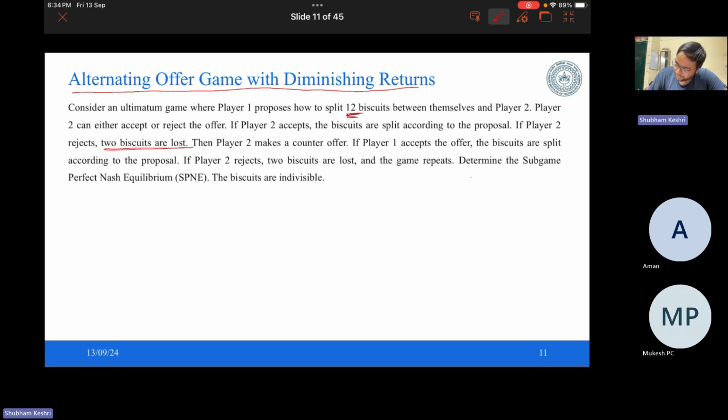So how many stages will we have? In the first stage 12 biscuits, in the second stage 10, third stage 8, fourth stage 6, fifth stage 4, sixth stage 2, and at the seventh stage there will be 0. But we will not go to the seventh stage. Sixth stage will be the last stage. If someone rejects in the sixth stage, the game ends, right? Is this correct?